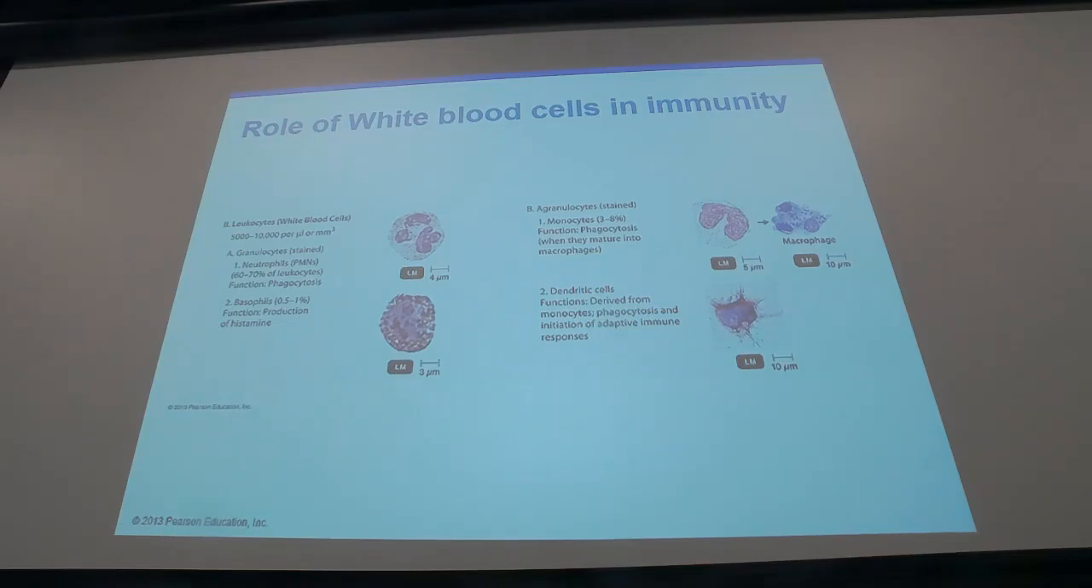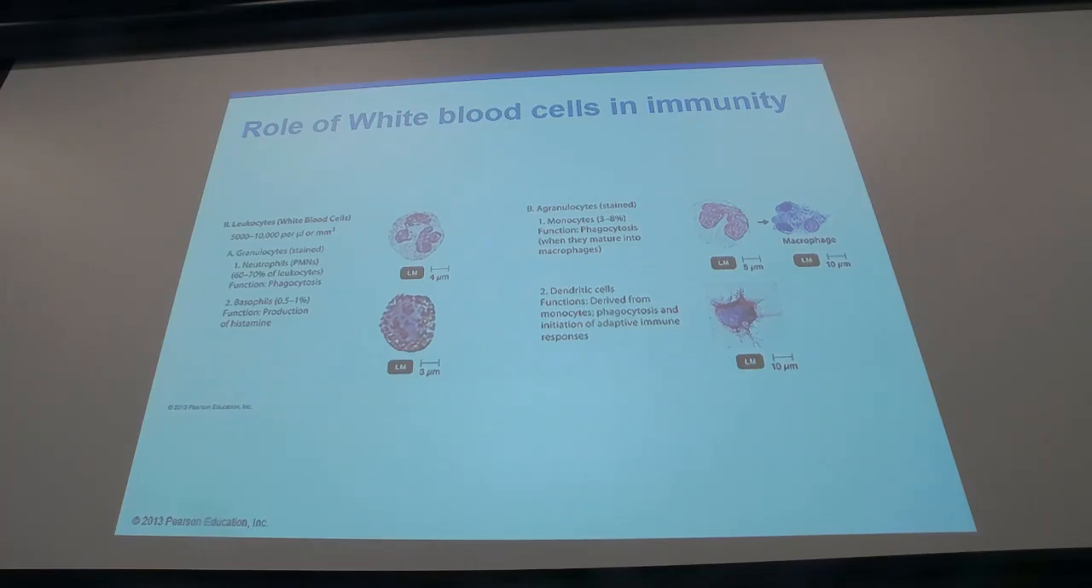So what are the specific roles of the different types of white blood cells that we have in our blood? Well, in the case of white blood cells, we have between 5,000 to 10,000 per microliter of blood. This is compared to around 5 million per microliter that we have of red blood cells.